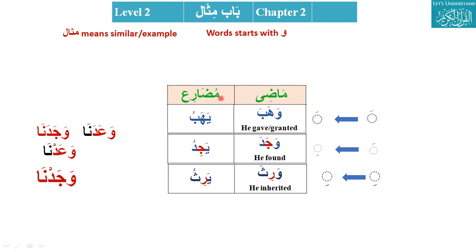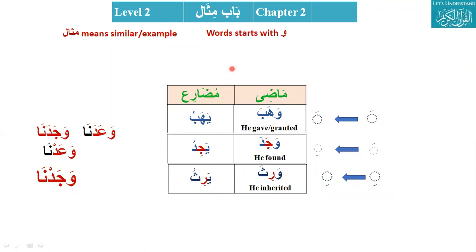Sami'a means he listened. Bab Hasiba. Hasiba yahsibu. Zair remains zair. Hasiba means he calculated or he computed. Bab Karuma. Karuma yakrumu. Pesh remains pesh. Karuma means he honored himself.